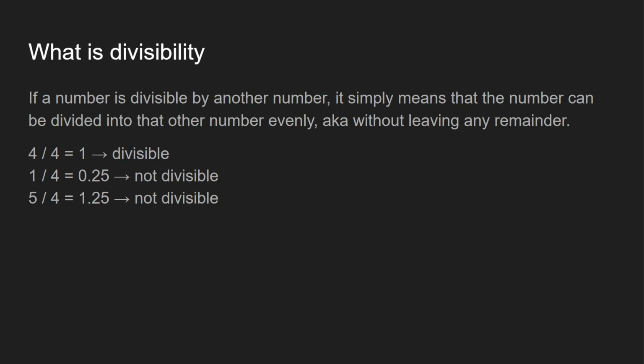So, what is divisibility? Well, if a number is divisible by another number, it simply means that that number can be divided into that other number evenly, aka without leaving any remainder. So 4 divided by 4, that means that it is divisible. 4 is divisible by 4 because when you divide it, it's 1. Is 4 divisible by 1? No, it leaves a decimal. Is 4 divisible by 5? No, it leaves a decimal. So that is what divisibility is. I'm assuming you already know this, but it's good to explain everything.